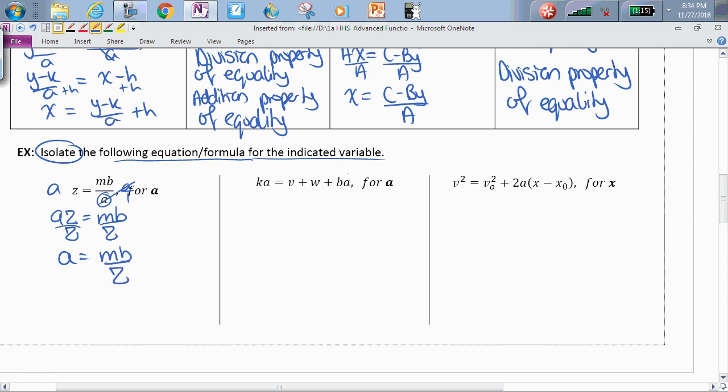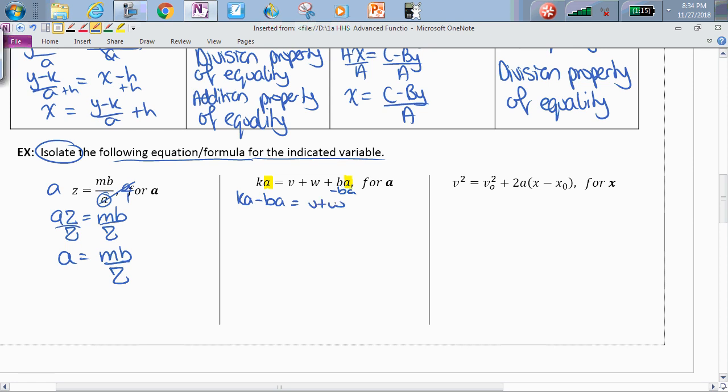This next one we're trying to find A. There's two A's, so first thing we have to do here is get both of the A's together. So we've got KA, we're moving this over so we're going to subtract, so minus BA equals V plus W.